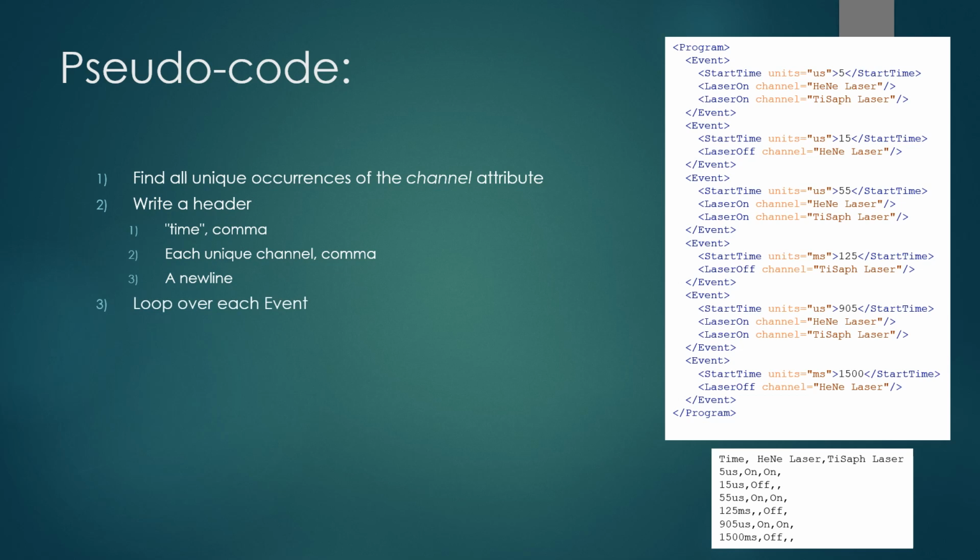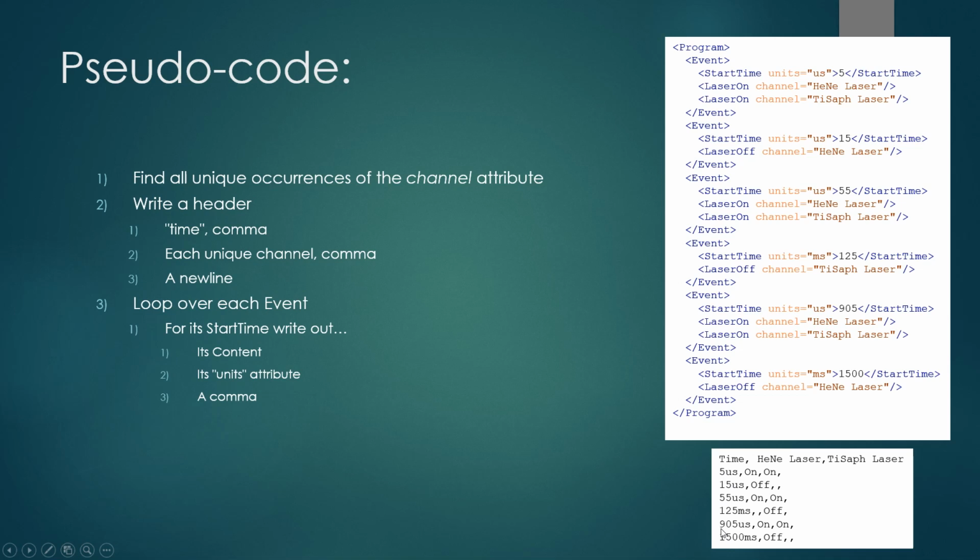Then we're going to start working on the content rows. What we're going to do is loop over each event, because each event will be a row. From that event's start time, we're going to write out the content of the start time, the units attribute, and then a comma. That corresponds to the first column, right?